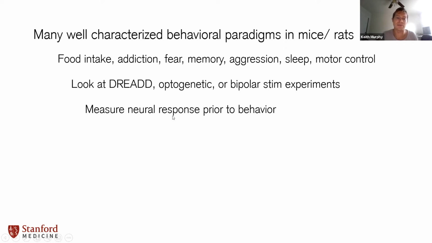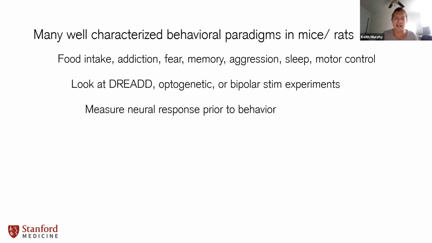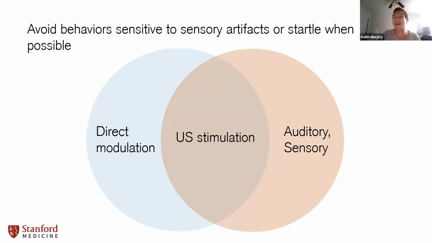You can do measurements of neural response prior to behavior or during. I don't know why I wrote that there. I think your point here is there's lots of good reasons to use mice and rats. Yeah, that is the overall point. I can't remember why this slide was here, but thank you, Kim, for that. But okay, actually, I do remember now.